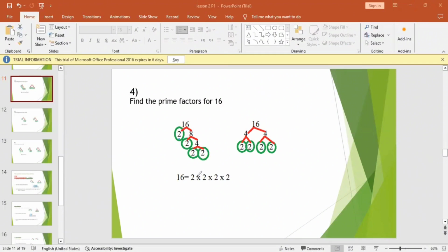So let's check. 2 times 2, 4. 4 times 2, 8. 8 times 2, 16. So your answer is correct. So you can get 16 by multiplying 2 times 2 times 2 times 2.